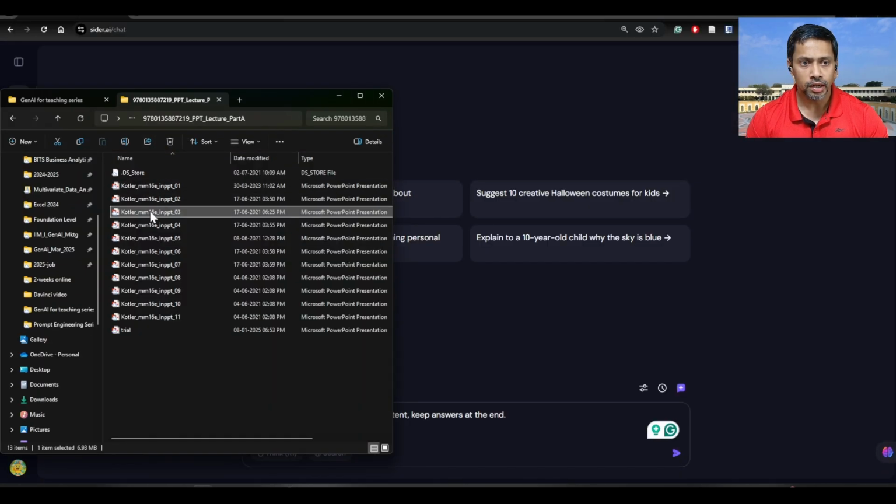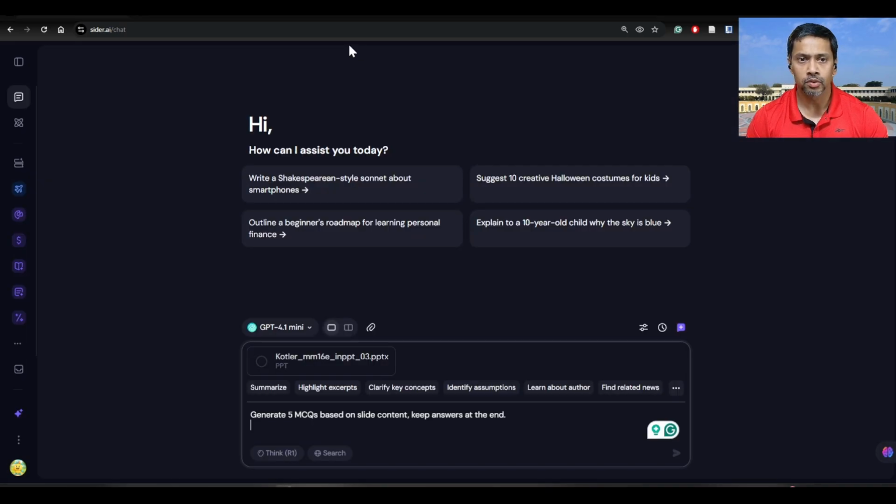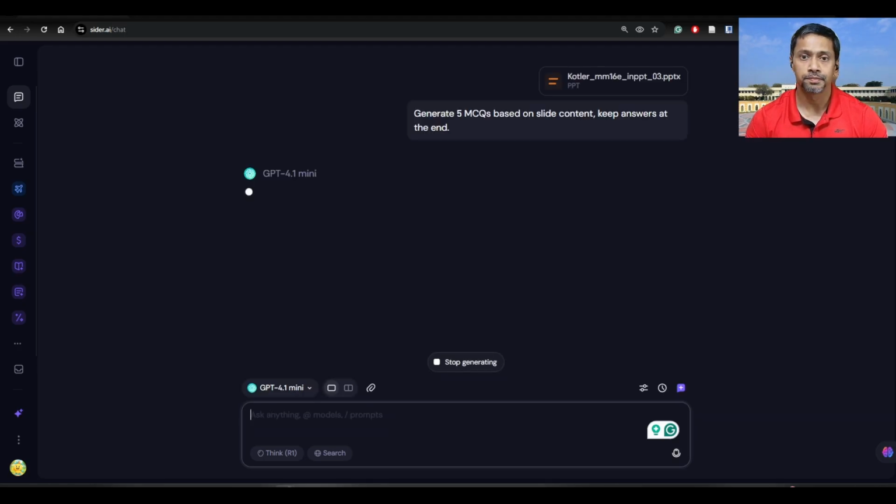So I've kept it handy. I will simply drag and drop over here. So now you can see that the slide is getting attached. Now the slide is attached. Now it will process this prompt: generate 5 MCQs based on the slide content. I do not need to specify the topic because it will read the slide and then process the options, keep answers at the end, and then I will present.